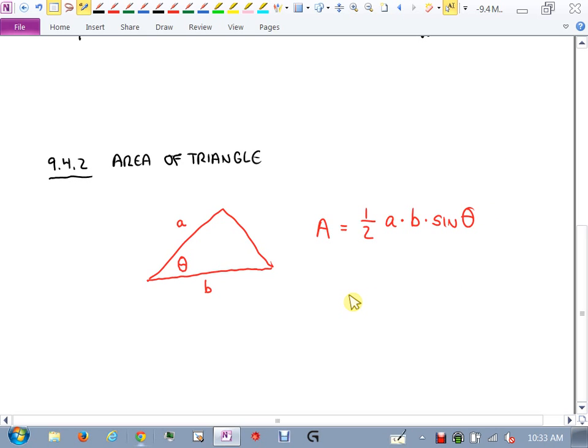Now, where does this come from? I think it's something I can explain relatively easy. Take that triangle.